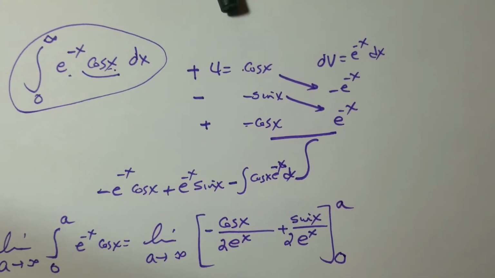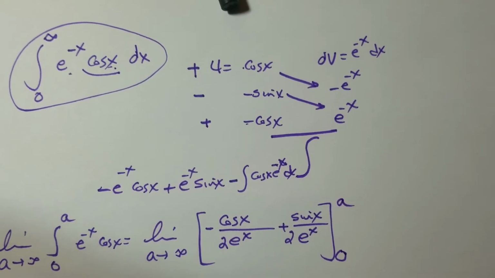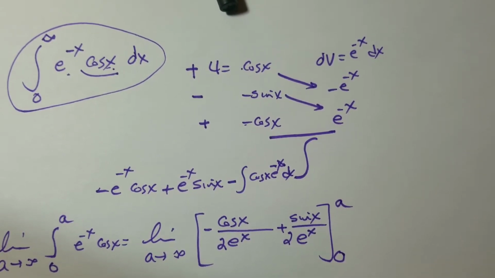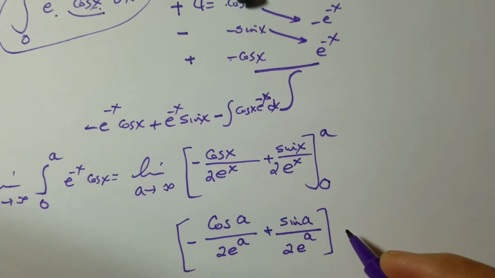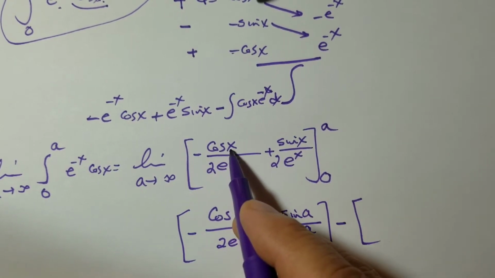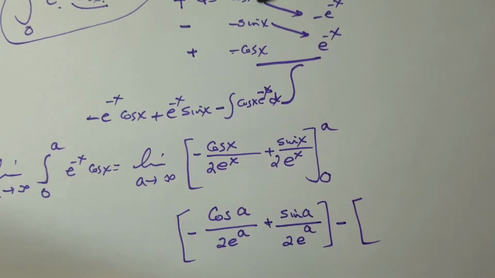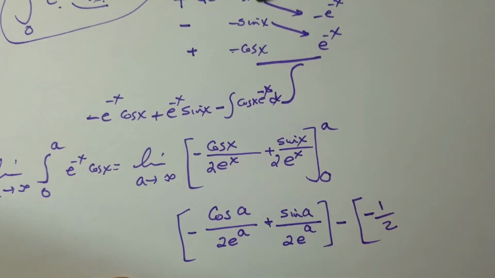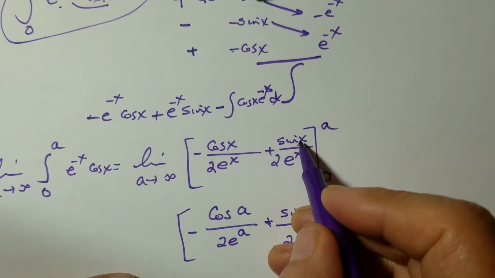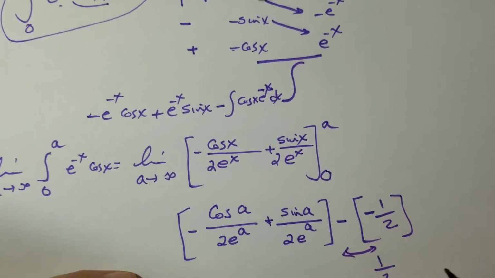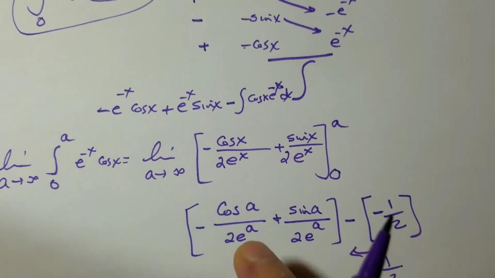Therefore, here you have cosine of a over 2e to the power of a. Therefore, here you have sine of a over 2e to the power of a. That's your f of b minus f of a. Cosine of 0 is 1. E to the power of 0 is 1. Therefore, you have negative 1/2. I'm sorry, sine of 0 is 0. The other part is 0. That part is 1/2.